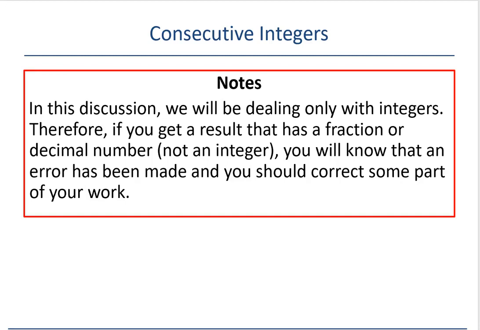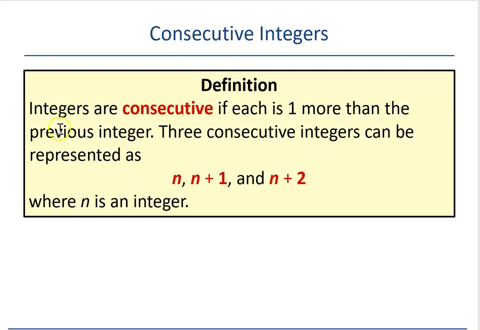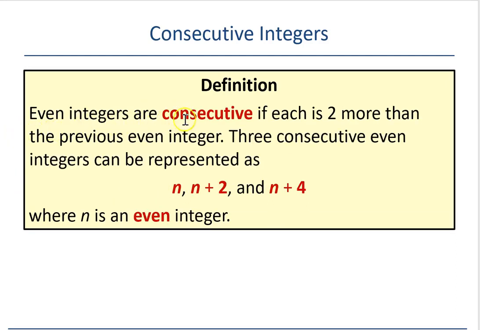Let's look at some definitions real fast here. Integers are consecutive if each is one more than the previous integer. 3 consecutive integers can be represented as n, n plus 1, and n plus 2, which makes sense. If n was 1, well, 1 plus 1 is 2, and then 1 plus 2 is 3, so that'd be 1, 2, and 3. Even integers are consecutive if each is 2 more than the previous integer. 3 consecutive even integers can be represented as n, n plus 2, n plus 4, where n is an even integer.